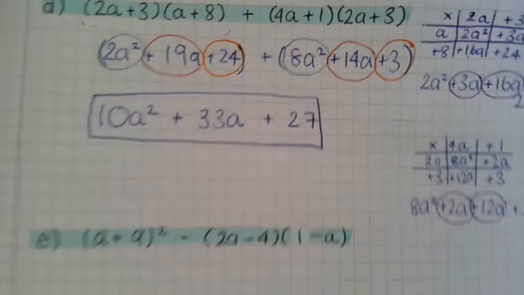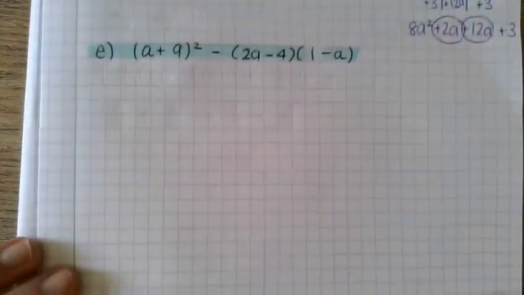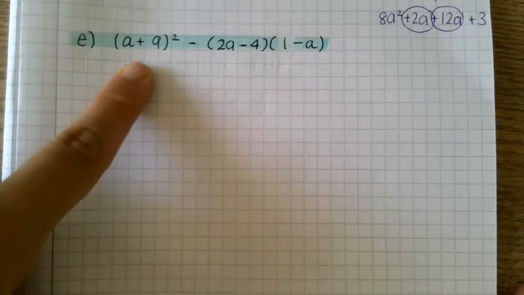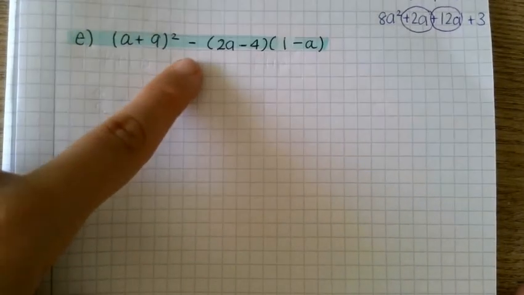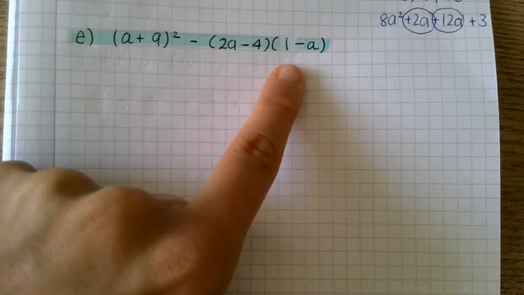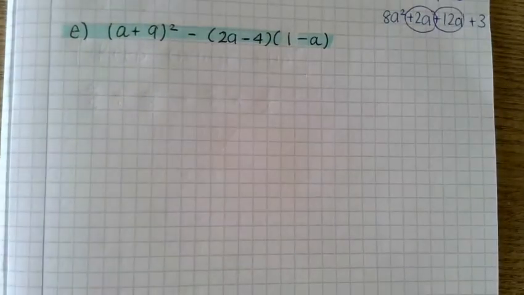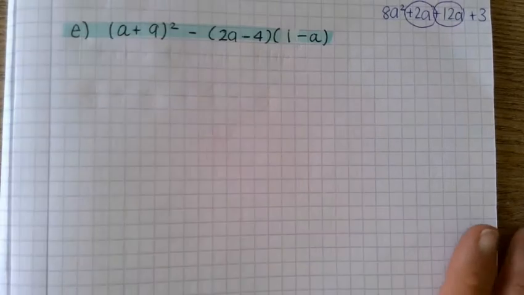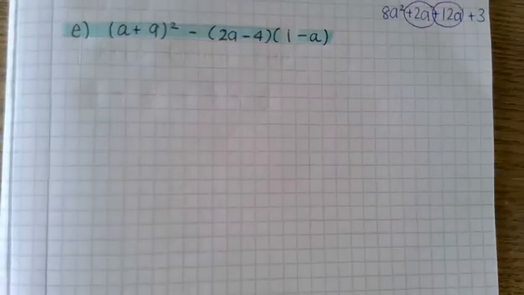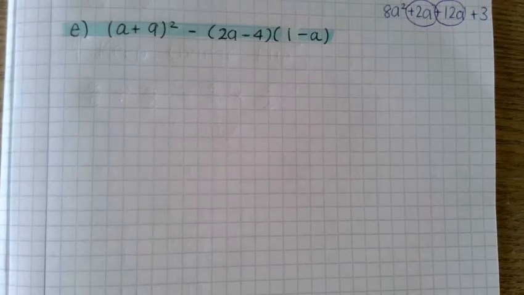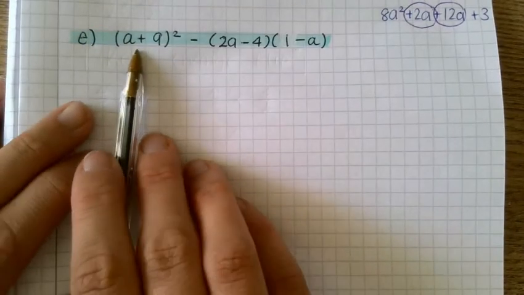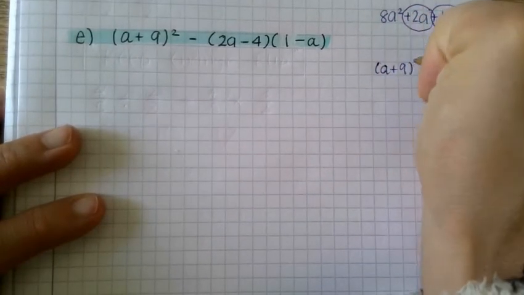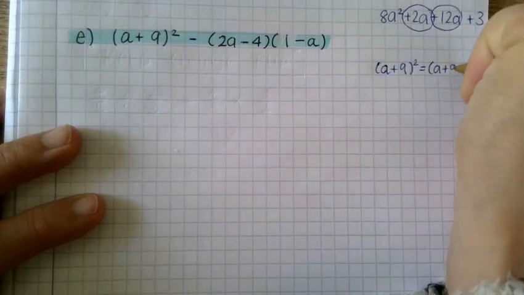And we have one more example. So example E. So I have a plus 9 all squared, subtract 2a minus 4 multiplied by 1 minus a. So again, I'm going to do a separate grid method for this one over at the side, and then I will do the subtraction. So we first need to do a plus 9 all squared. Now remember, a plus 9 all squared is equal to a plus 9 multiplied by itself.